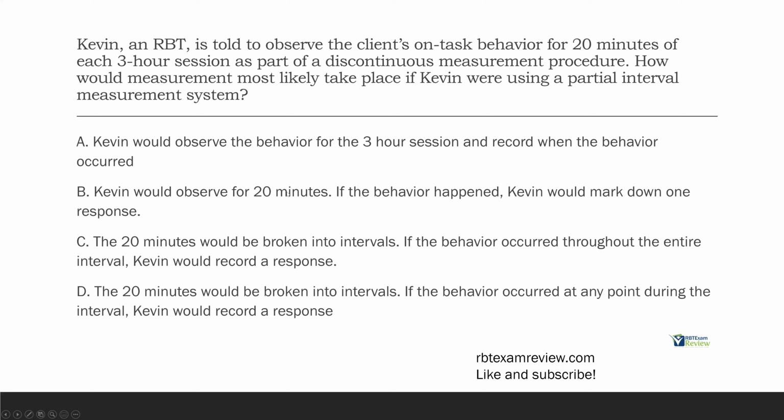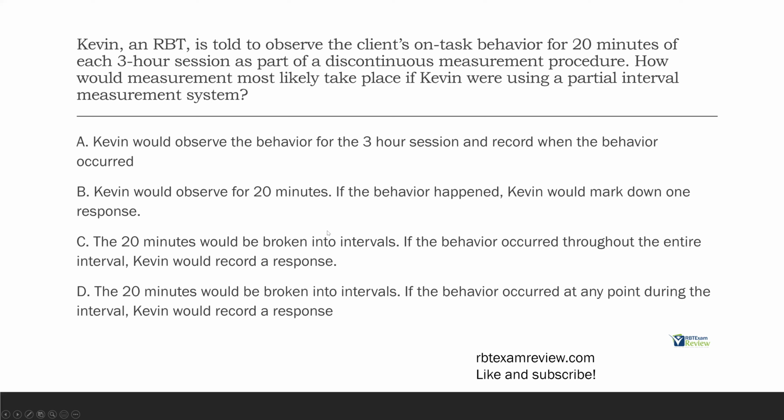B, Kevin would observe for 20 minutes. If the behavior happened, Kevin would mark down one response. So we just ruled this out for what reason? Because this isn't really interval data. 20 minutes is our chunk of time. Now we need to make that into intervals to give us more data points. B gives us one data point. It doesn't really help us.